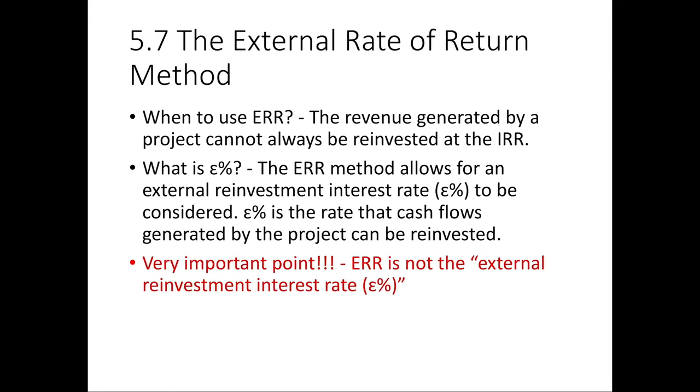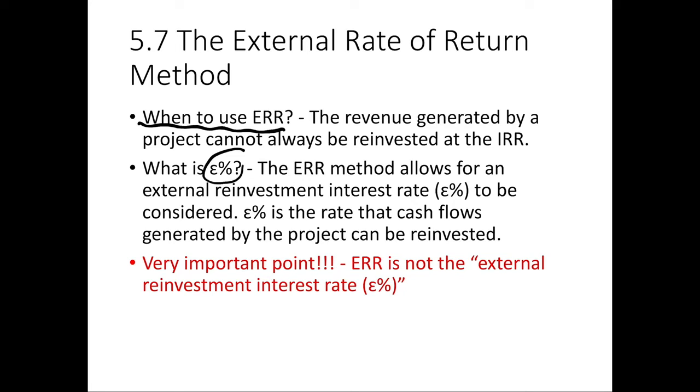So what do you use? That's the case when you want to use the external rate of return method. Okay, so when do you use ERR, the external rate of return method? When the revenue generated by a project cannot always be reinvested at the IRR, which means you need to reinvest it into another project with a different interest rate. In that case, you want to use the ERR, okay?